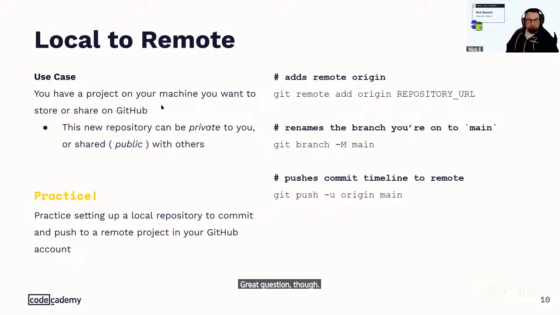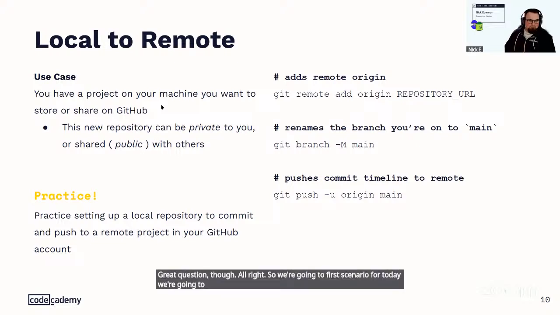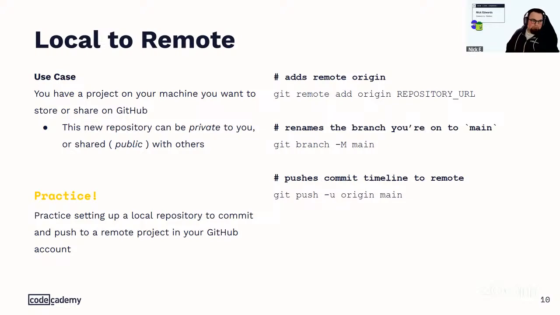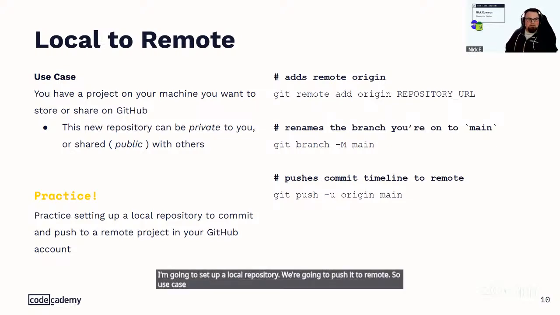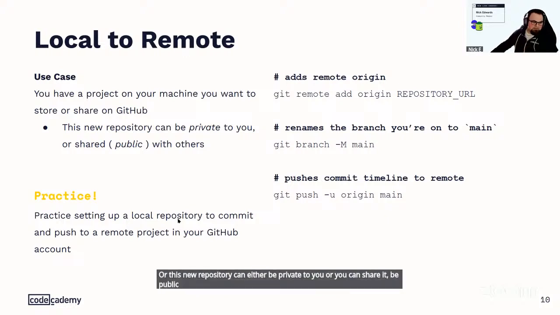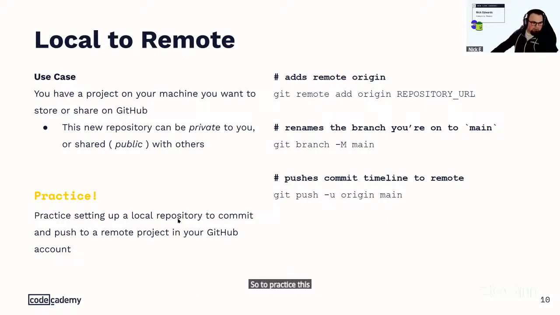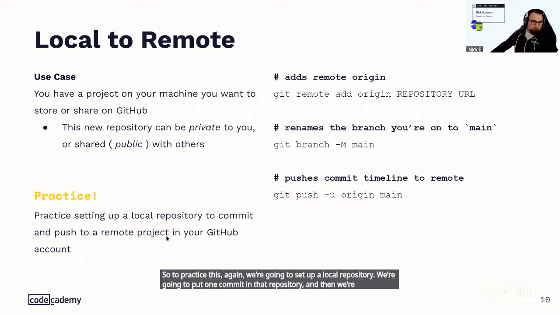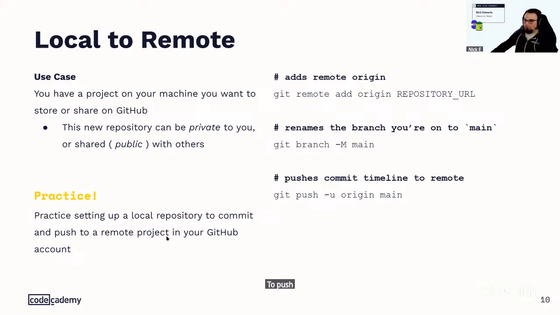All right, so we're going to do the first scenario for today. We're going to set up a local repository and push it to remote. A use case here would be you have a project on your machine that you want to store or share on GitHub, right? And as I mentioned before, this new repository can either be private to you or public, shared with others. So to practice this, again, we're going to set up a local repository, put one commit in that repository, and then use these commands on the right to push that project to our GitHub account.